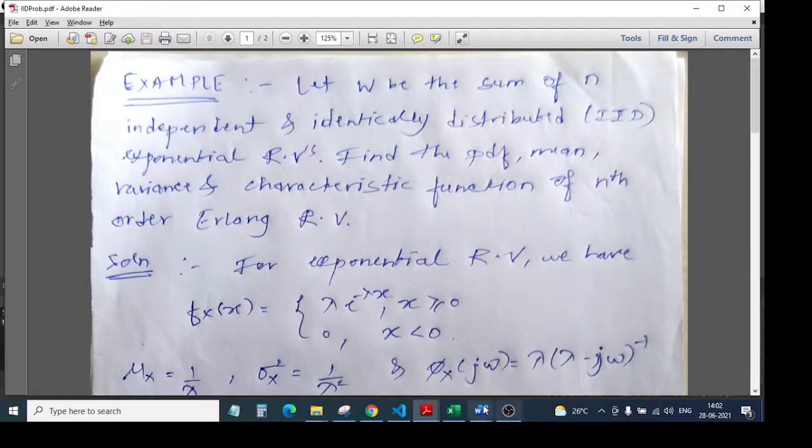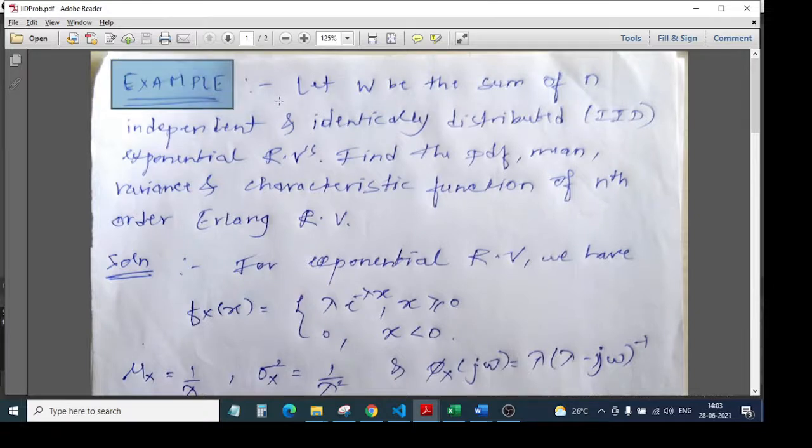In continuation with the previous class, today we will try to understand a problem based on the sum of IID random variables. In the previous video we have seen the meaning of IID and how it affects our PDF, mean and variance, as well as the characteristic function. That has all been covered in the previous class. Today we will go ahead and understand the next very important thing, that is how to find the PDF, mean, variance and characteristic function of an IID random variable. So let us first go through this exercise.